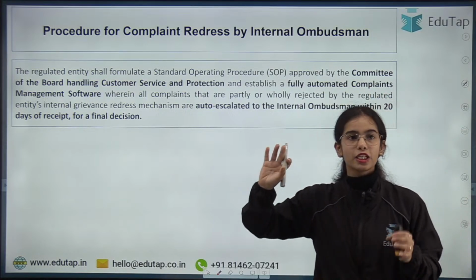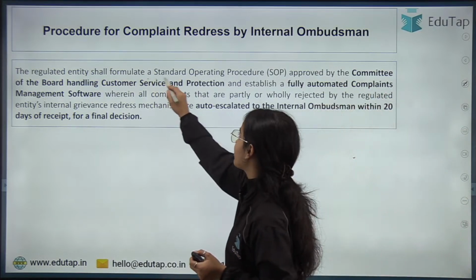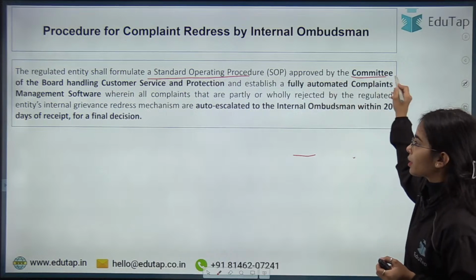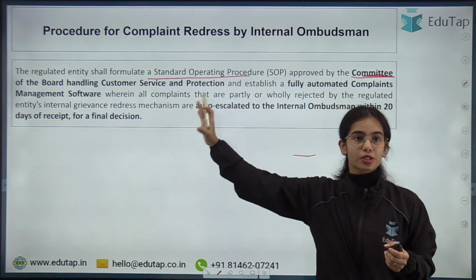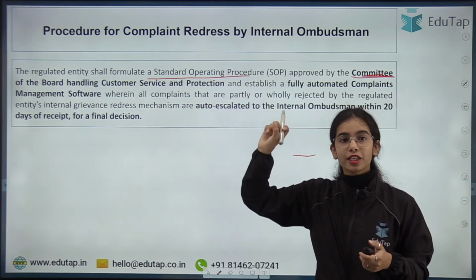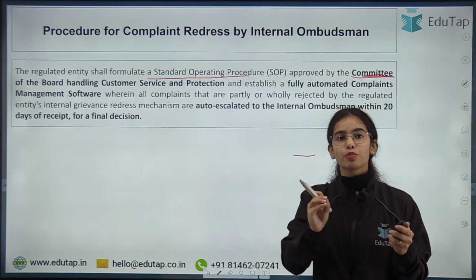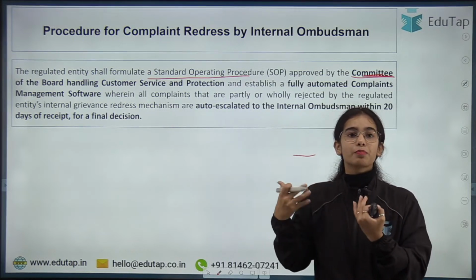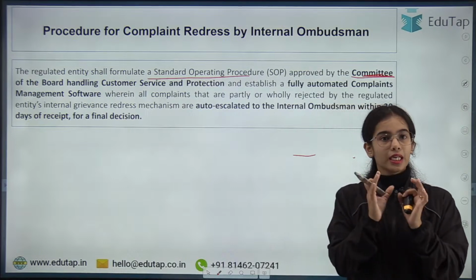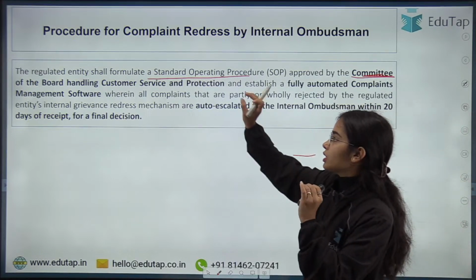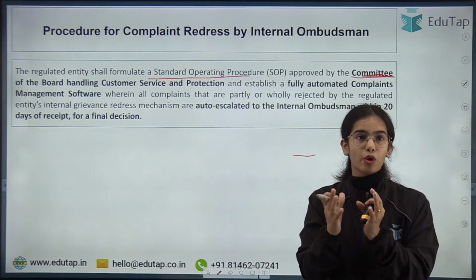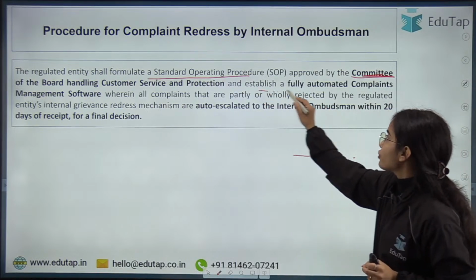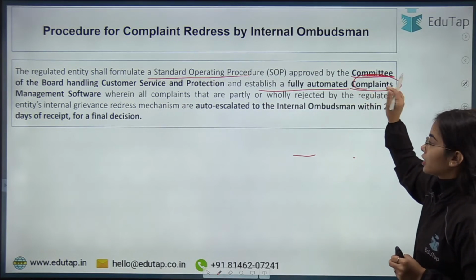So the regulated entity shall formulate a standard operating procedure approved by the committee of the board handling customer service and protection, and the internal ombudsman is an ex officio member of this committee or a permanent invitee in this committee. That you have to remember.